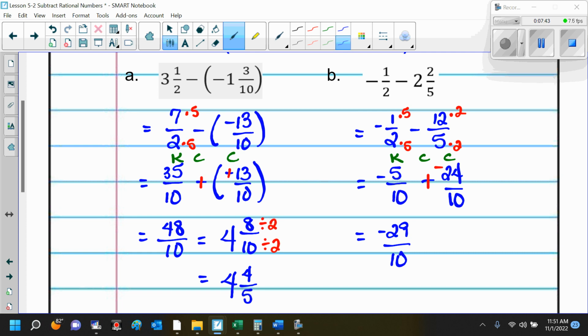And now we can change that back to a mixed number. So how many times does 10 go into 29? Twice. And how many left over? So this is going to be 2 and 9 tenths. And don't forget, this is a negative.